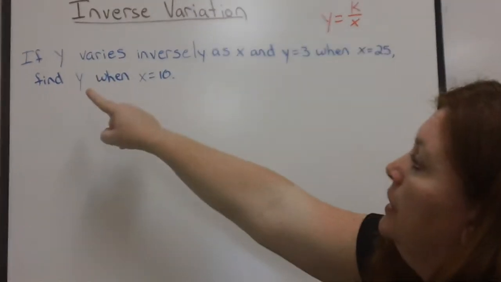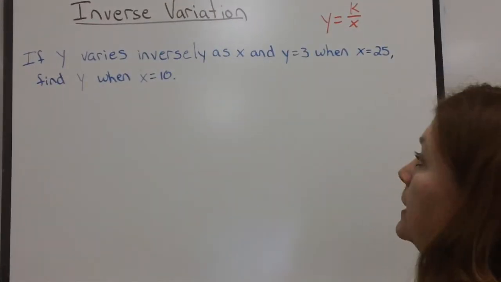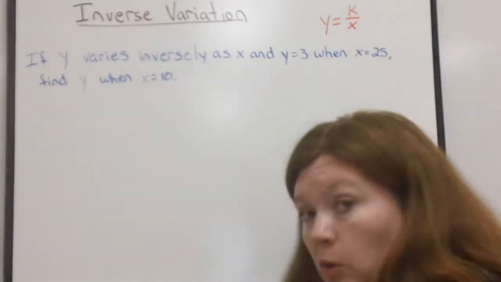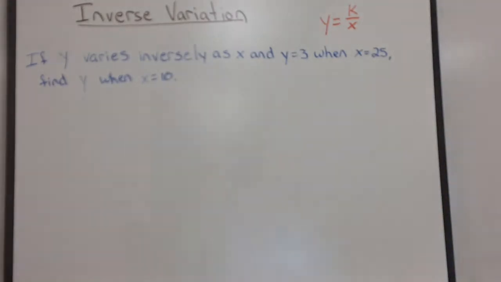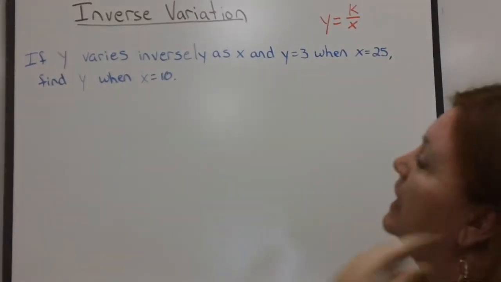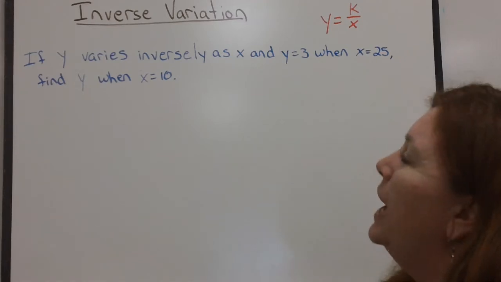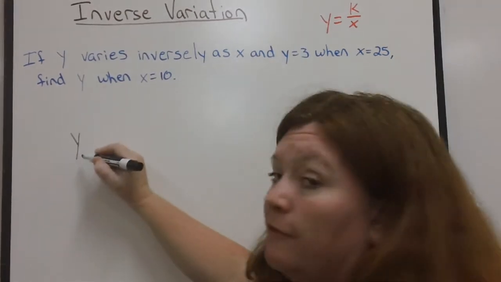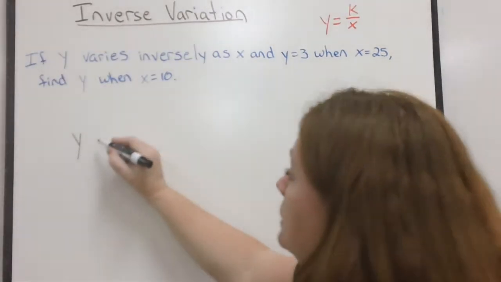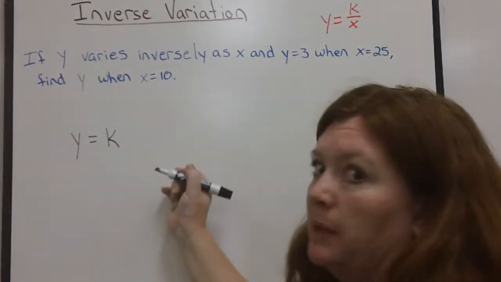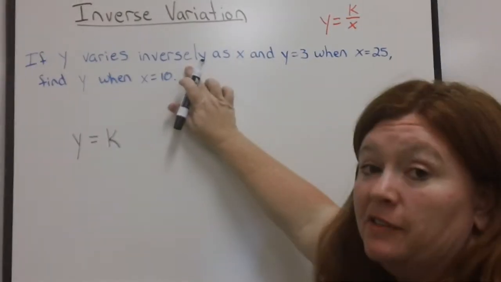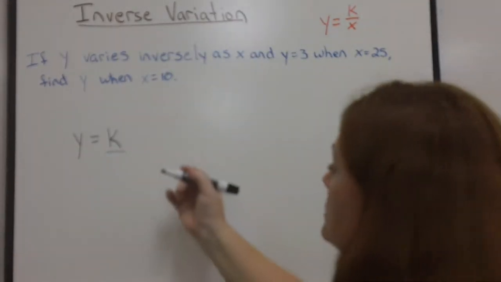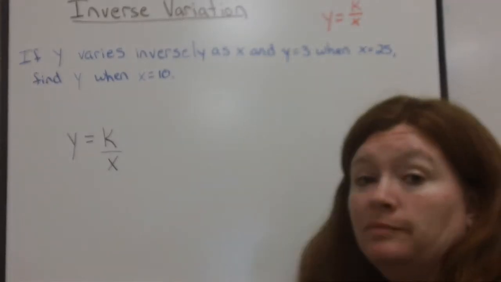So, here's our question for this one. If y varies inversely as x, okay, I'm just having a great video, aren't I? Dropping everything, messing up, can't spell, oh well. If y varies inversely, all right, let's write this down. Y varies means y equals k, because k is that some number that I have to solve for. Inversely means I am dividing as x. So x is what I'm dividing by. There you go. There's your equation.